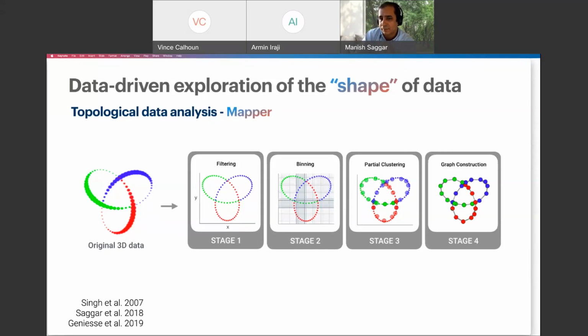And then the last step is graph construction, where because we have overlapping bins and we want to construct a shape, in this case a graphical representation, we try to connect the dots, connecting the bins if they share data points. So here, because they're overlapping bins, more likely than not they will be sharing points, and then we create a graph out of it. But because of this partial clustering step, just reiterating here, we get to bring in some information from the high-dimensional space that we have lost because of dimensionality reduction.